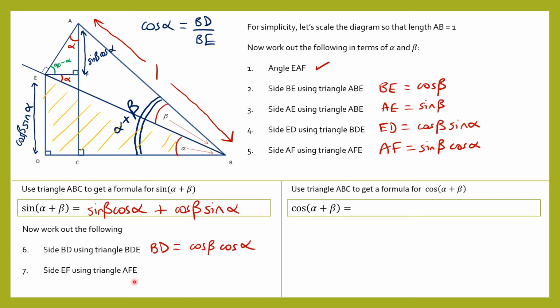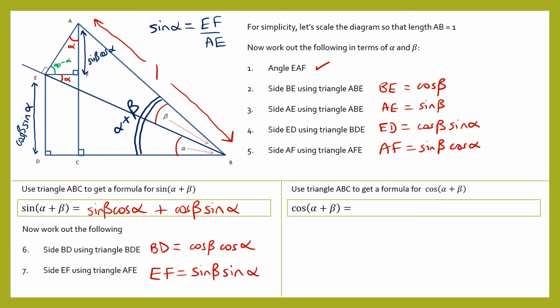Now on to triangle AFE and work out side EF. I'm using triangle AFE, this small one up here, to get side EF. So EF is opposite the angle alpha, so I'm going to use sine of alpha is the opposite, which is EF, over the hypotenuse, which is AE. We worked out AE in step 3, so by rearranging this, we get EF is AE multiplied by sine alpha, in other words, sine beta multiplied by sine alpha, which I could have written the other way around, as sine alpha multiplied by sine beta.